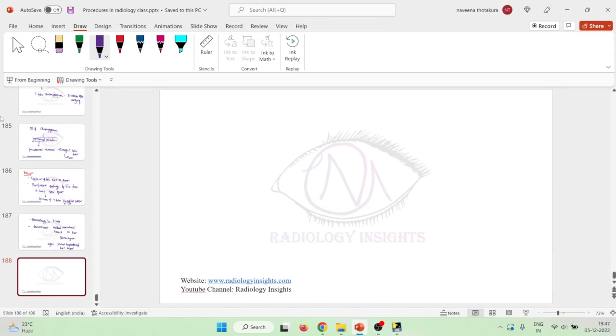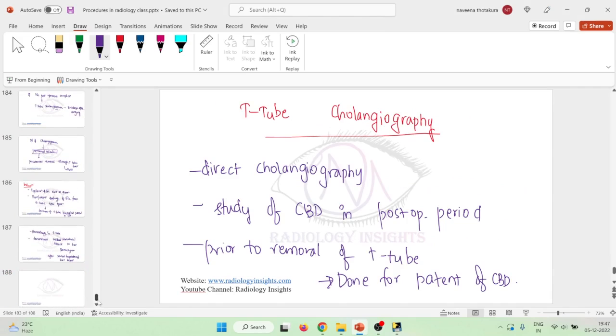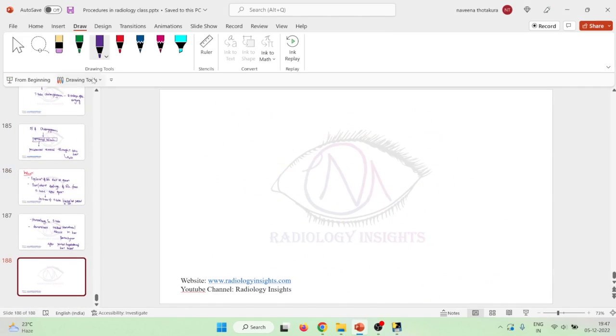Hello friends, we have learned about the indications of T-tube cholangiogram, when do you do a T-tube cholangiogram and their indications. Now let us learn about the technique of T-tube cholangiogram.